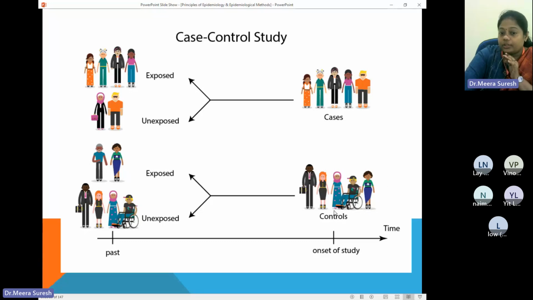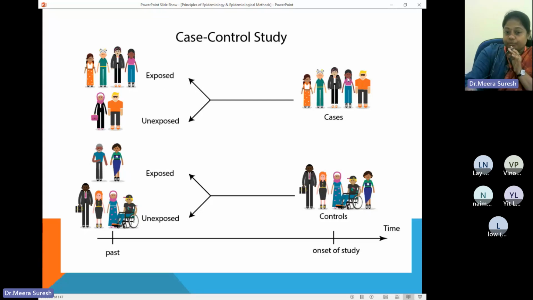And then you have another group, which is the controls, and they don't have lung cancer. Now, you want to know what the risk factors are. Here we can study any risk factor, but now we are concentrating on only one, just for you to understand. But for your information, we can take any risk factor, but only one disease. It's only lung cancer. We are studying only lung cancer, but we can study a lot of exposures.